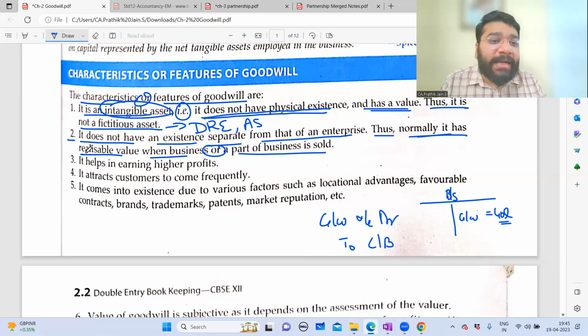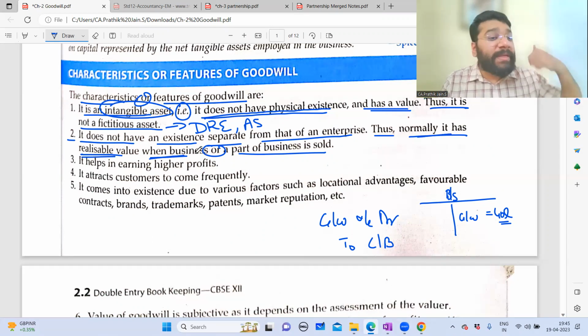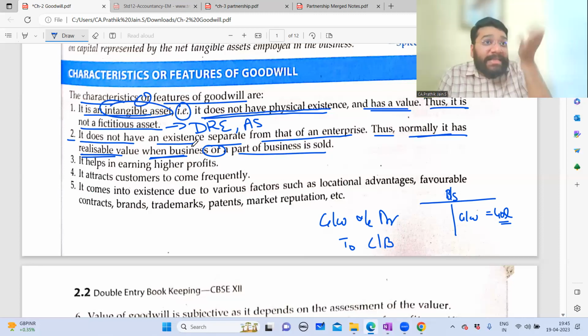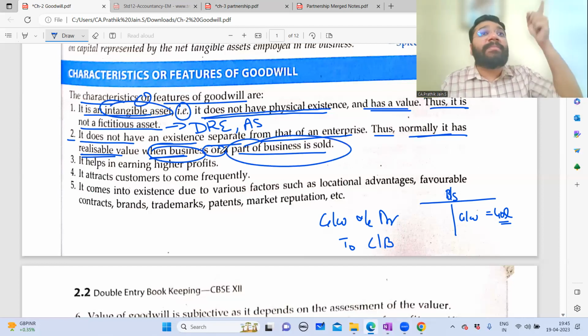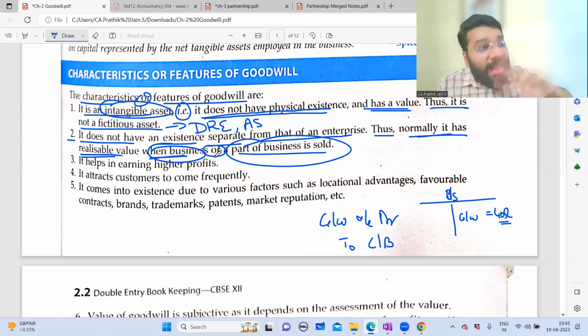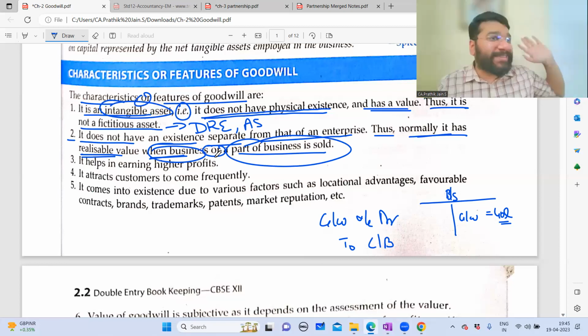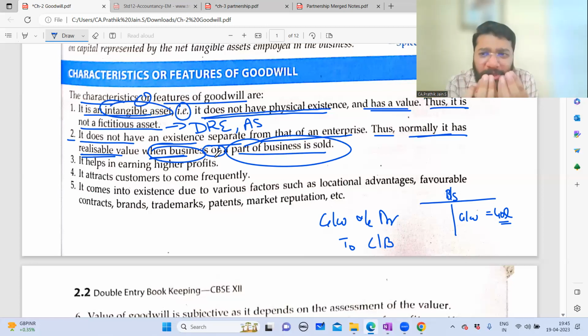Thus, normally it has a realizable value when the business is being sold. So goodwill is realized. When is Tasty Bite realizing the 40 lakh? When the entire business is sold or when a part of the business is sold. If Tasty Bite is selling half of the business, what will be the goodwill? Half, which is 20 lakhs. So goodwill comes into the picture only when the business is entirely sold or a part of the business is being sold.